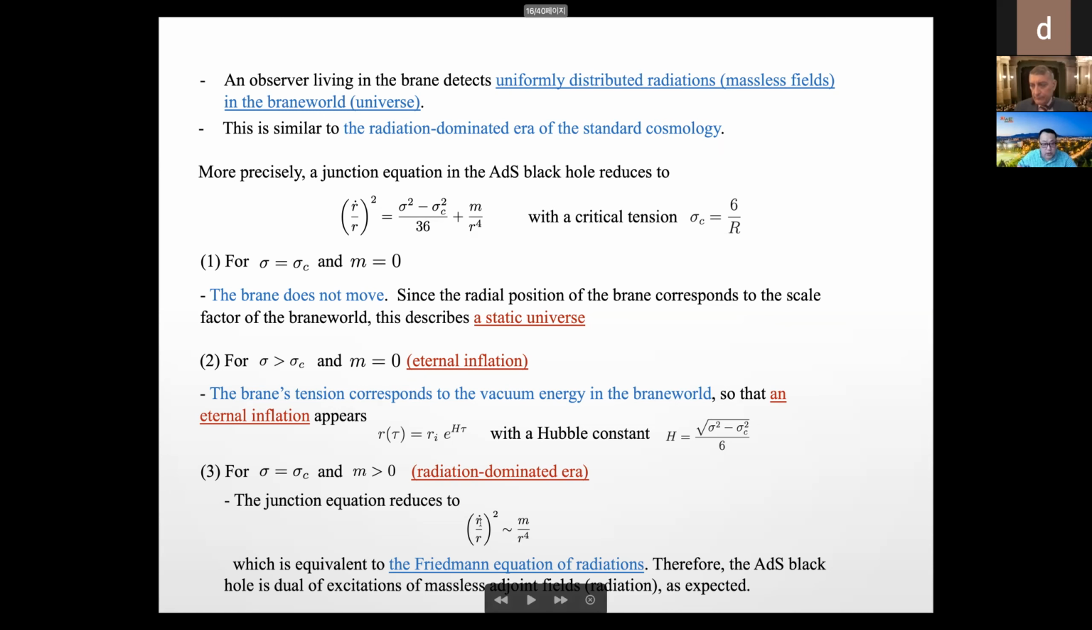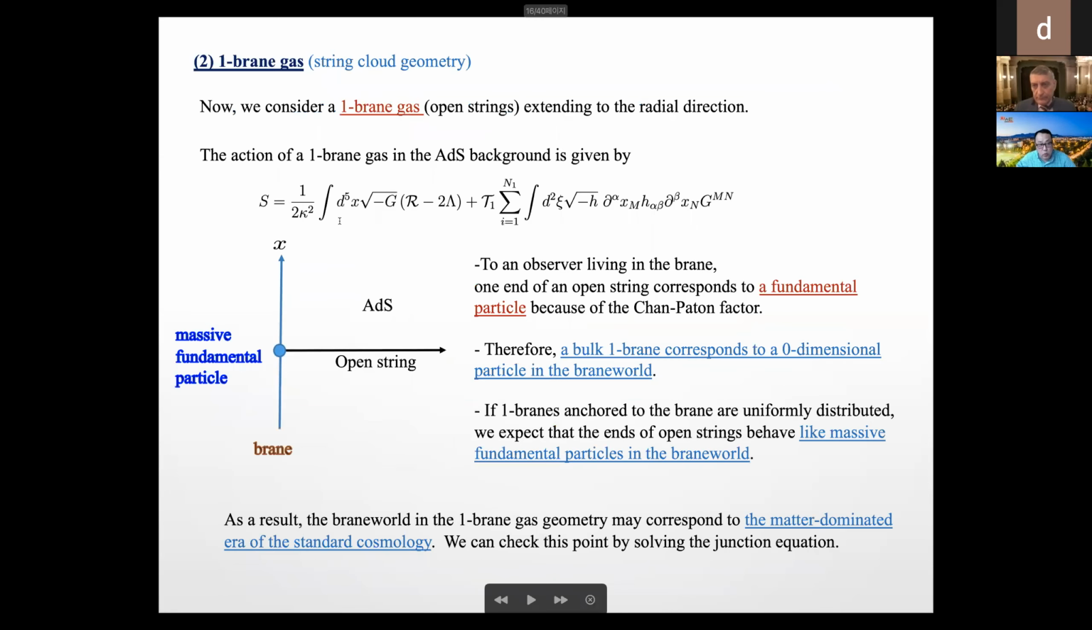If we consider some different matter, we can consider some one-brane gas. In this case, one brane means it's some open string. The open string is attached to some brane. Then to an observer living on the brane, we see some particle only at the end of the open string. This behaves like a particle, and the mass is given by the length of this open string.